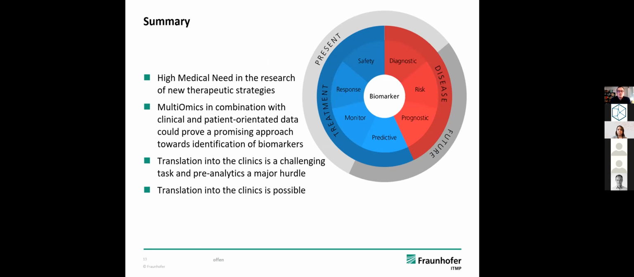To sum our talks up, you have seen the high medical need in the research on new therapeutic strategies for IMDs, that MultiOmics in combination with clinical and patient-oriented data could prove a promising approach towards identification of biomarkers, that a translation into the clinics is a challenging task, especially because of the pre-analytical hurdles. But taking the positive results from our pilot studies into account, we are very optimistic that translation into the clinics is possible and that we might be able to find some biomarkers within the next time.